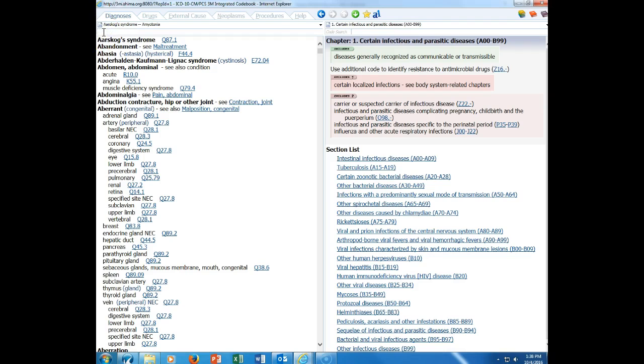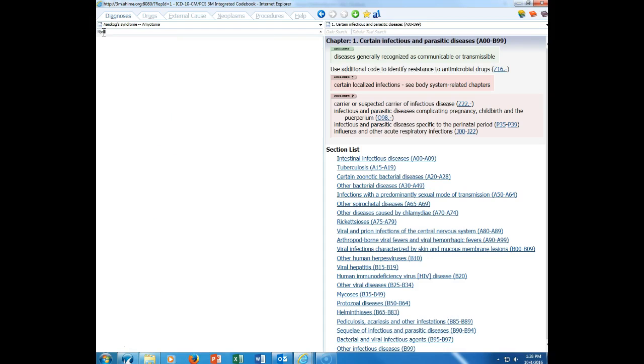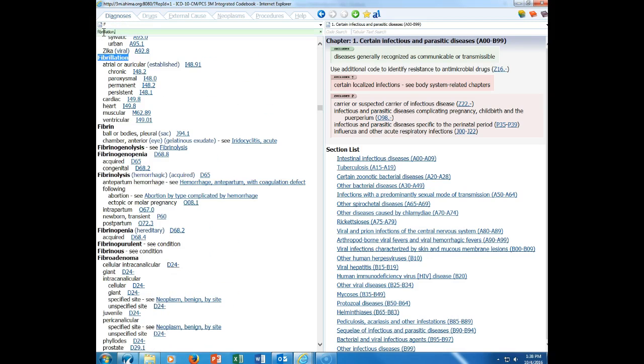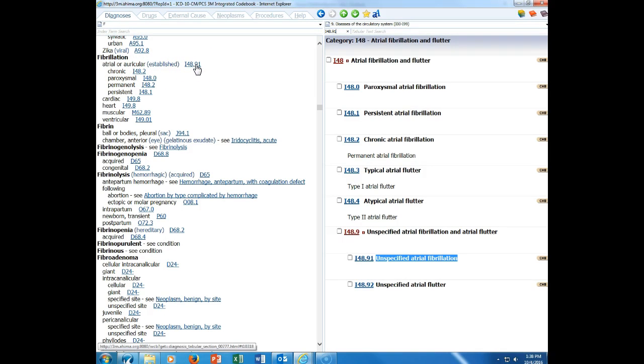And for question number 1, you are asked to supply the code for a patient who has atrial fib with rapid ventricular response. Rapid ventricular response does not impact this code. Atrial fibrillation is I48.9. We verify that in the tabular, and the code you should have selected is I48.91.